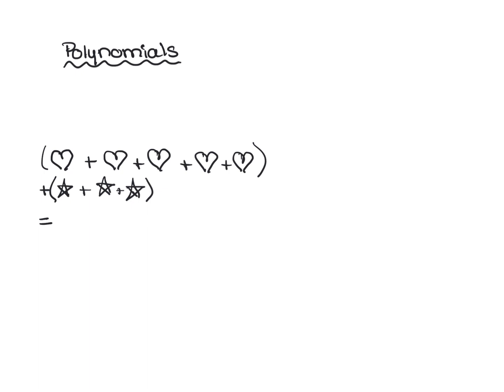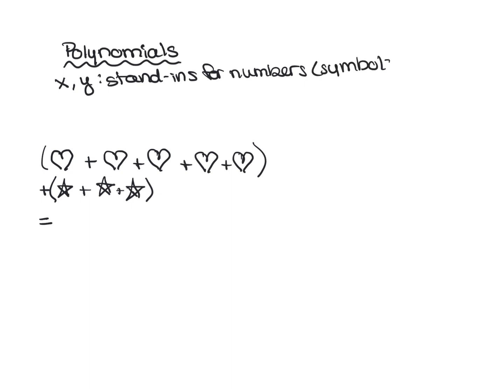So one of the things that I like to point out is that variables like x and y are just stand-ins for numbers. They're just like symbols. Or that's the way that you can think of them. So other symbols that we can use are like hearts, or stars, or smiley faces, like emojis. These are also symbols. And sometimes they're a little bit more friendly and accessible.